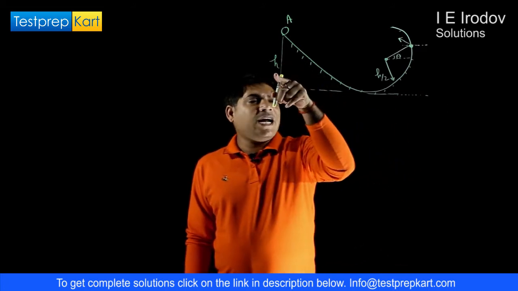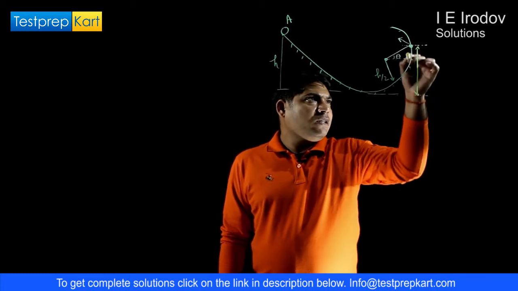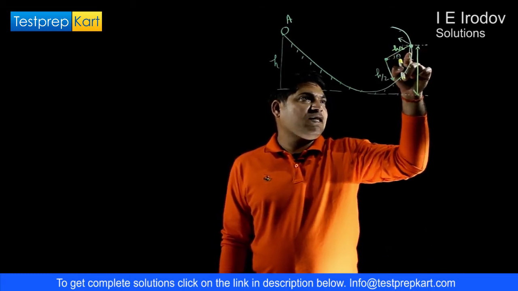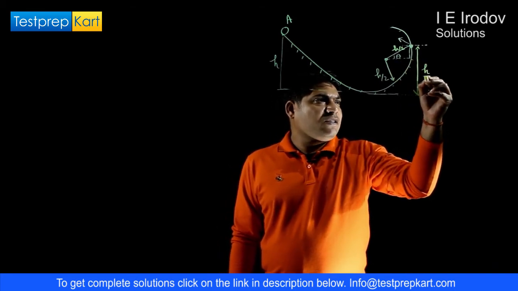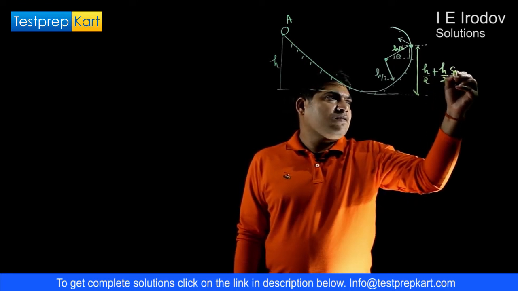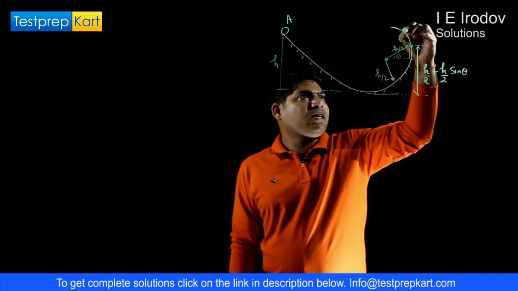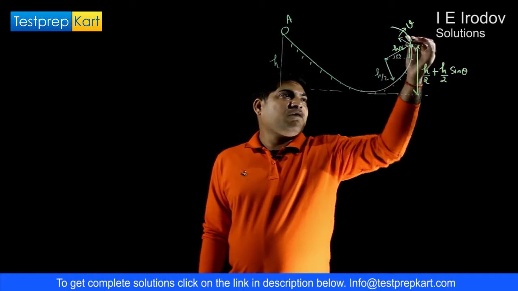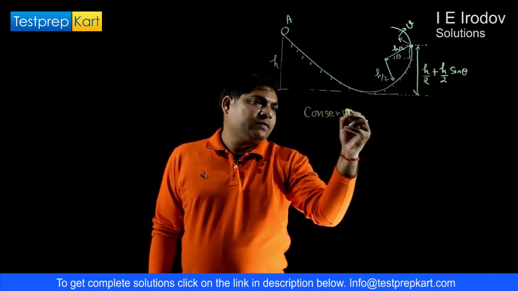So first height is h, second height would be, this portion is the radius h by 2, so it is h by 2 sine theta. So net height is h by 2 plus h by 2 sine theta. Let's assume that velocity at this point is v, and mass of the object is m, so we can apply conservation of energy.